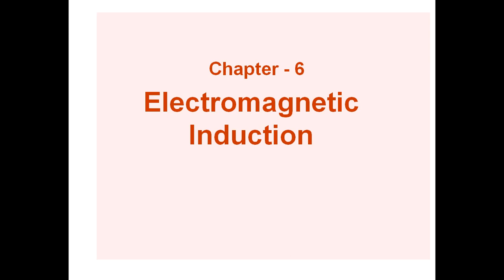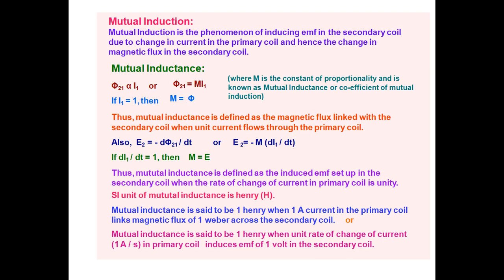So today we will discuss Chapter 6, Electromagnetic Induction. In this chapter, today we will discuss mutual induction. So what is meant by mutual induction? Mutual induction is the phenomenon of inducing EMF in the secondary coil due to the change in current in a primary coil, and hence the change in magnetic flux in the secondary coil.